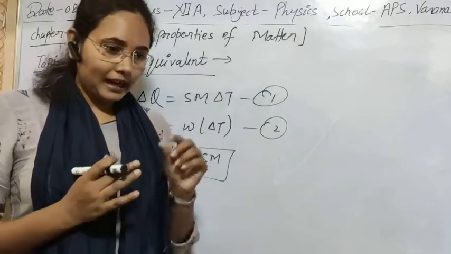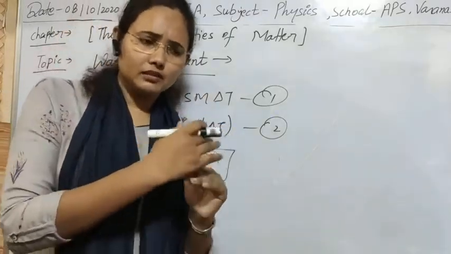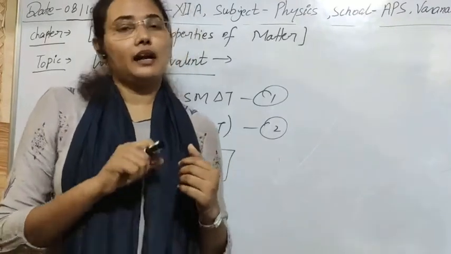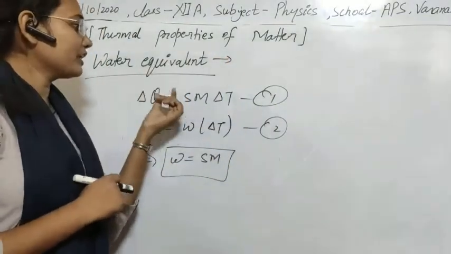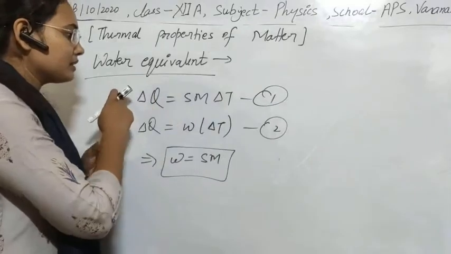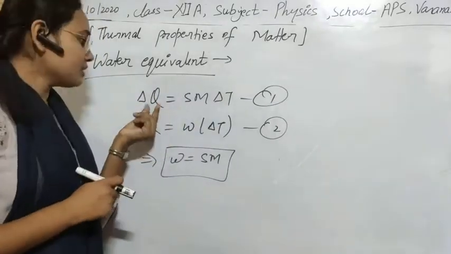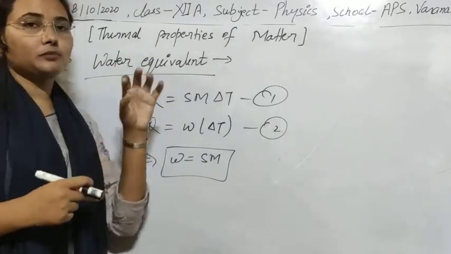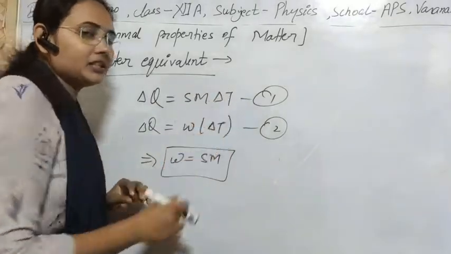So that amount of heat is equal to the amount of mass evolved or absorbed by the water at the same change in temperature. That is known as the water equivalent of the body. So as we know, this is the specific heat formula, where we can obtain the heat absorbed or heat evolved with the change in temperature delta T.